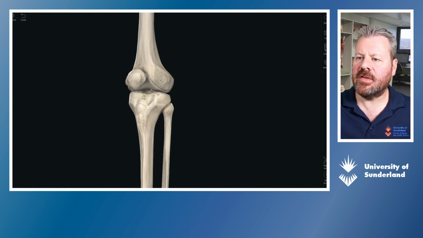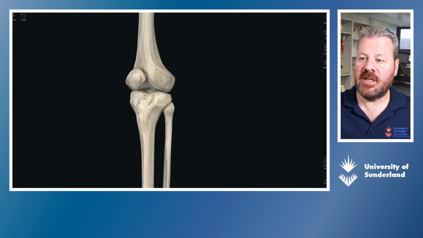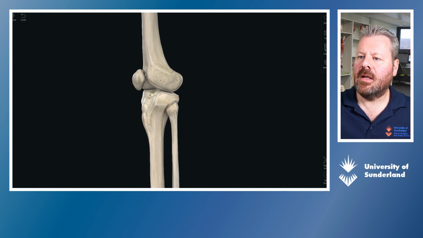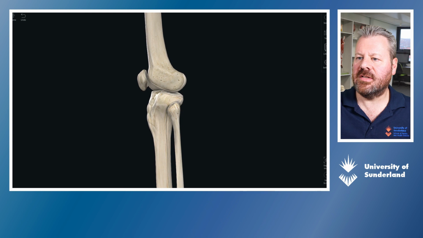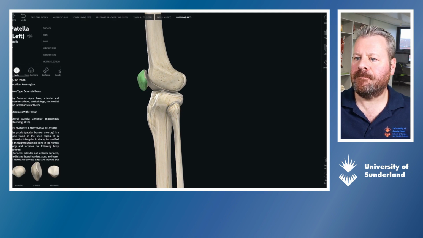We also have a couple of other joints in the area. We've got the proximal tib-fib joint, and we have the patellofemoral joint, which you can see clearly if I highlight the patella there.